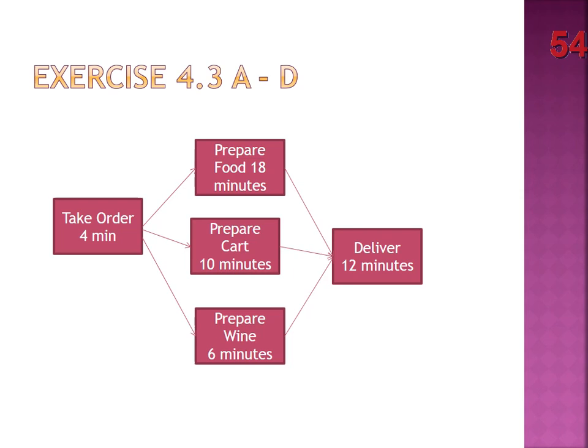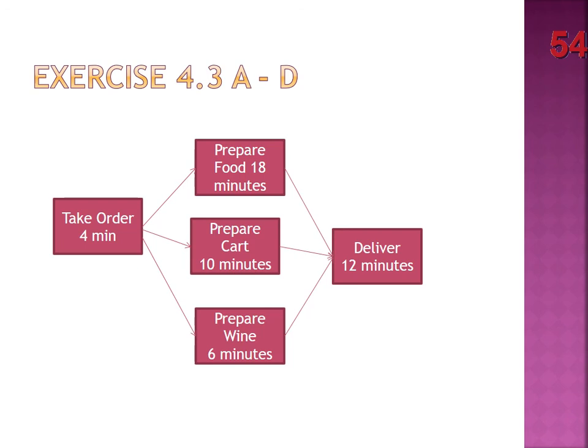It takes the kitchen 18 minutes to prepare the typical order. It takes the sommelier 6 minutes to prepare the drinks for the order. While the kitchen and the sommelier are doing their task, the waiter readies the cart, puts a tablecloth on it, and gathers silverware. This step takes 10 minutes per order.